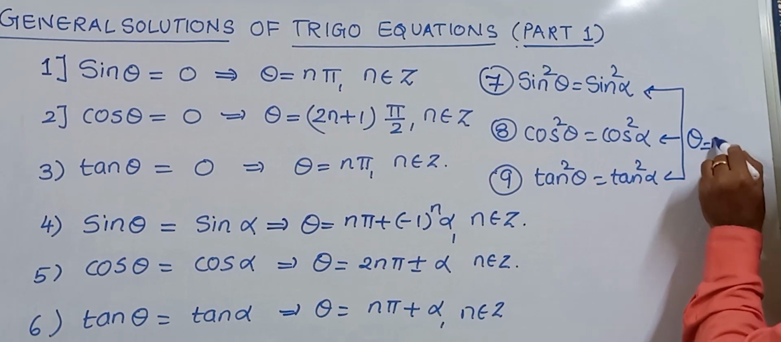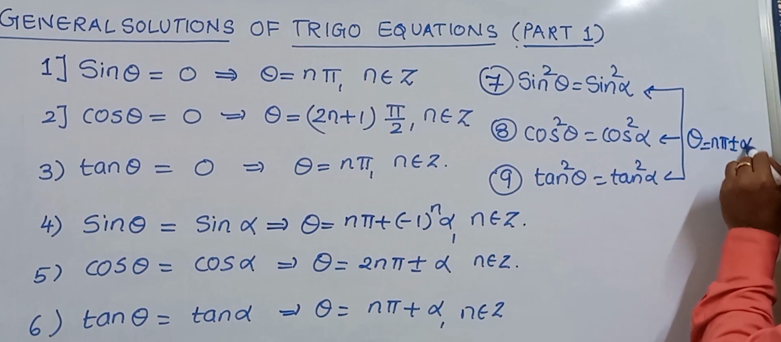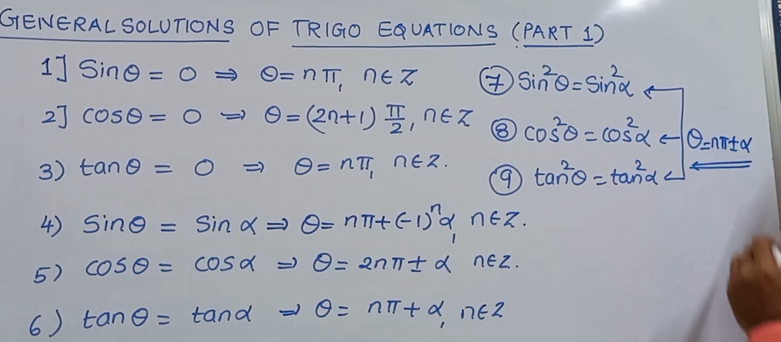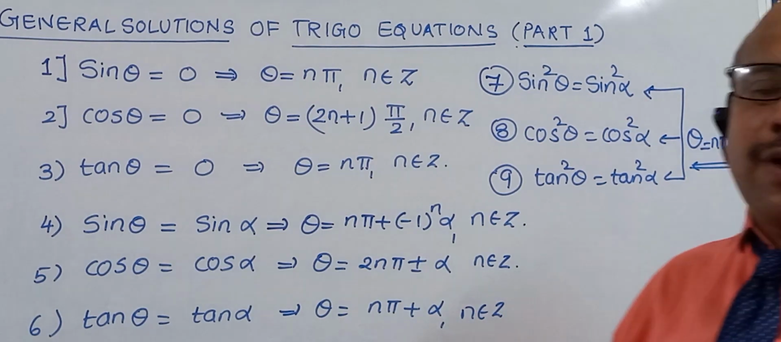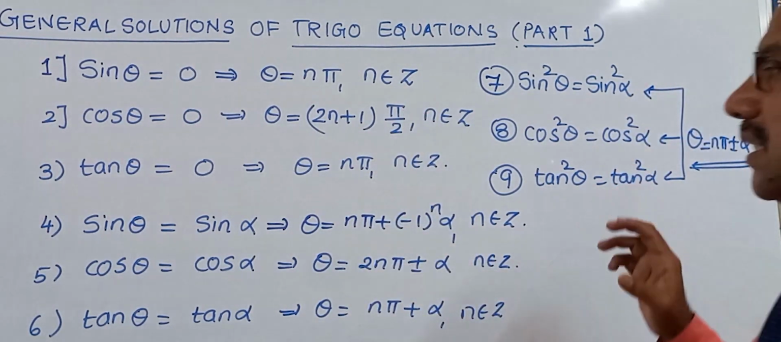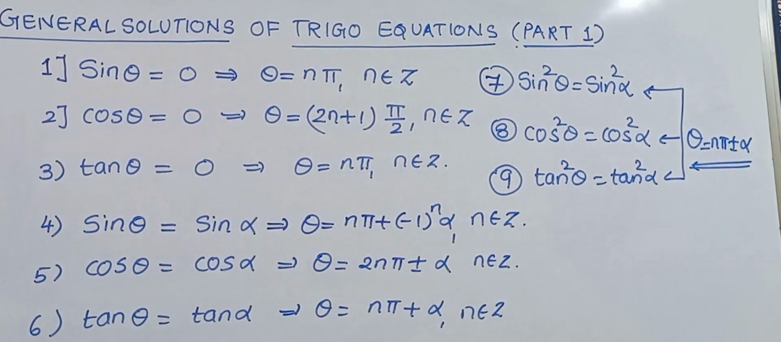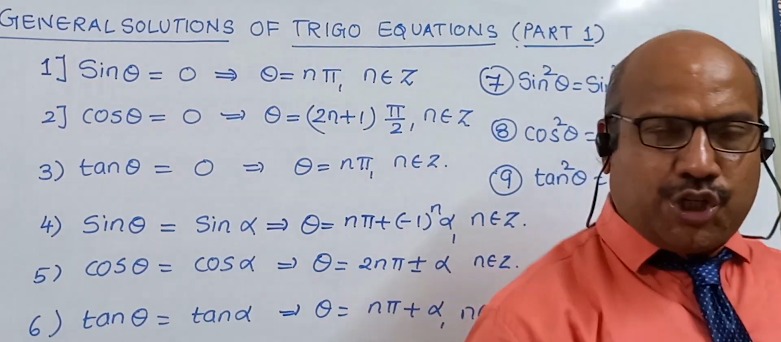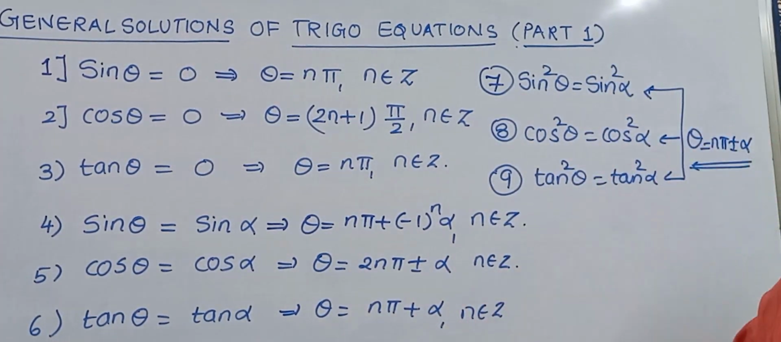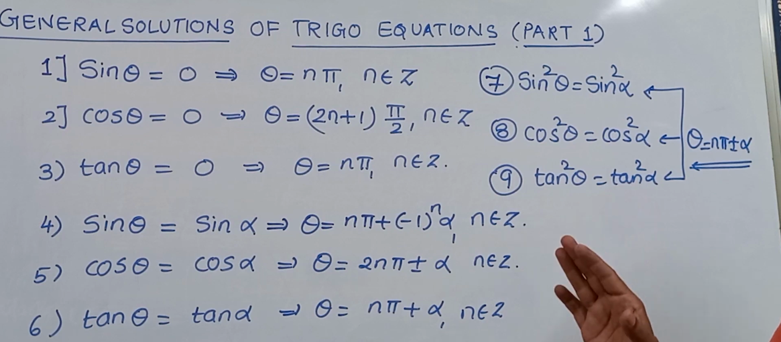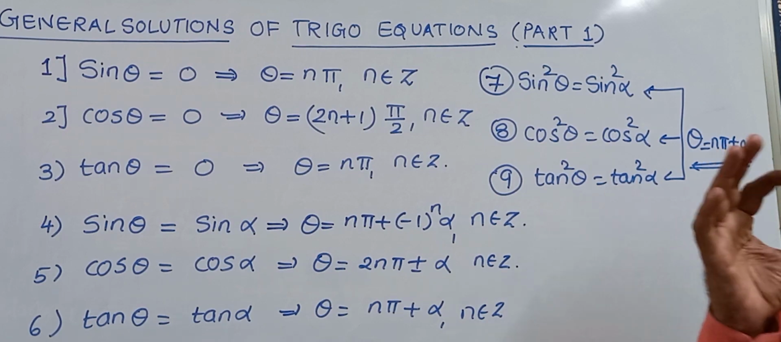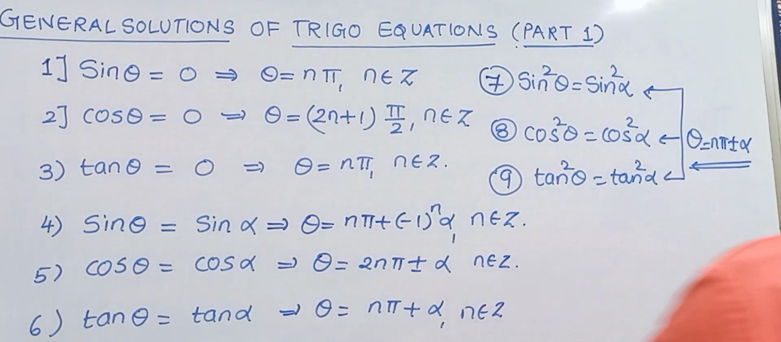Theta equal to n pi plus minus alpha. This is the general solution. So however difficult the sums are, they depend only on these 9 trigonometric equations. And most important to note down, 7, 8, 9 have the same general solution: n pi plus minus alpha. Now, how to solve the sums of simple level? That is the first part.